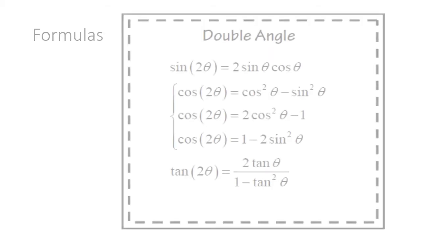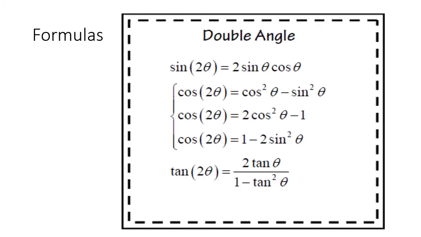Look at double angle trig identities. These are very similar to the sum and difference identities that we did earlier. Let's take a look. Here are the formulas that you need to make sure that you have handy for every problem that you do regarding double angle.